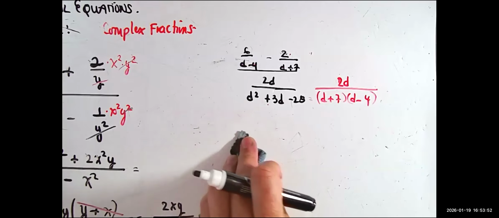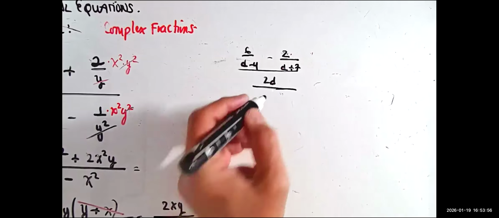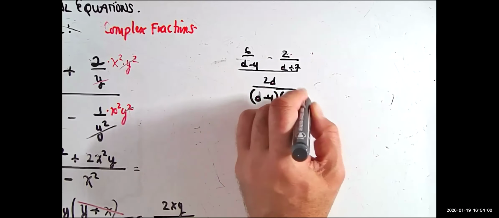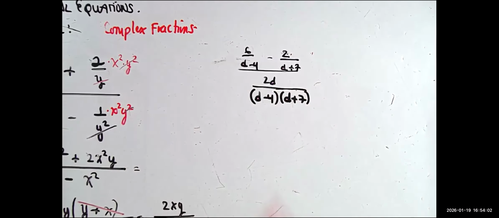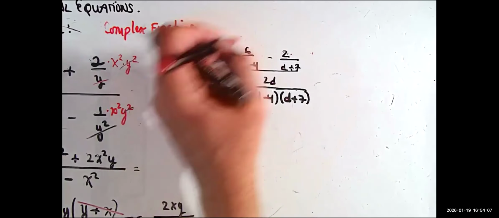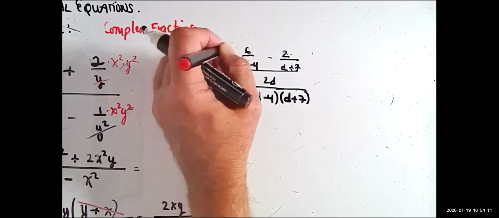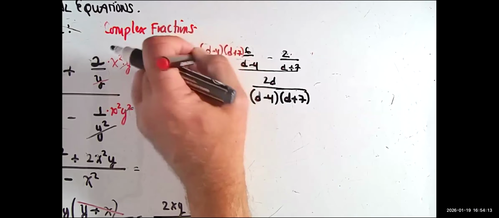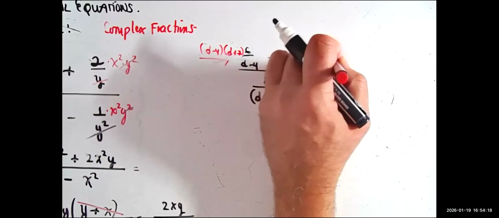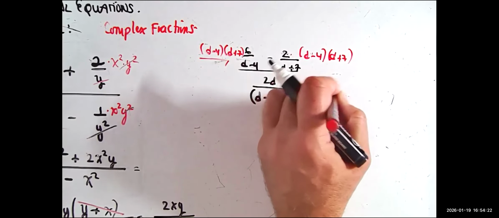Let me just erase this and write the factored form here: d minus 4 times d plus 7. Okay, so notice that I need to multiply each of the three terms by d minus 4 times d plus 7. So d minus 4 times d plus 7 over 1. Same thing here, d minus 4, d plus 7. Same here.